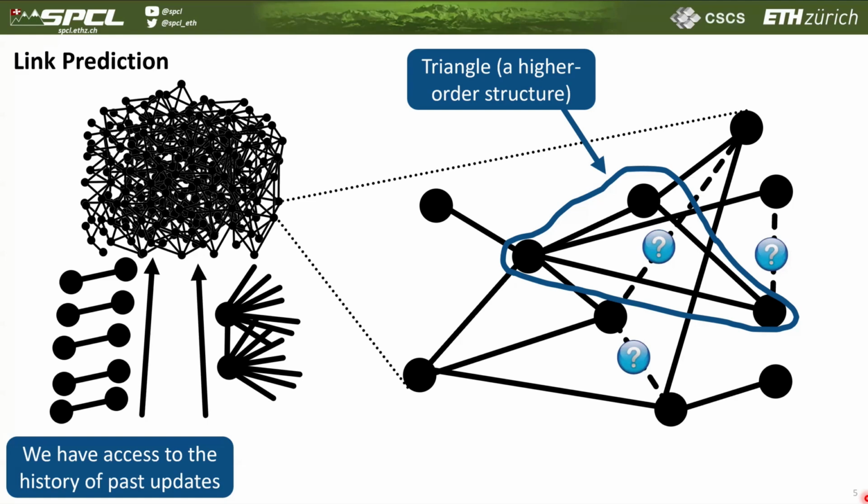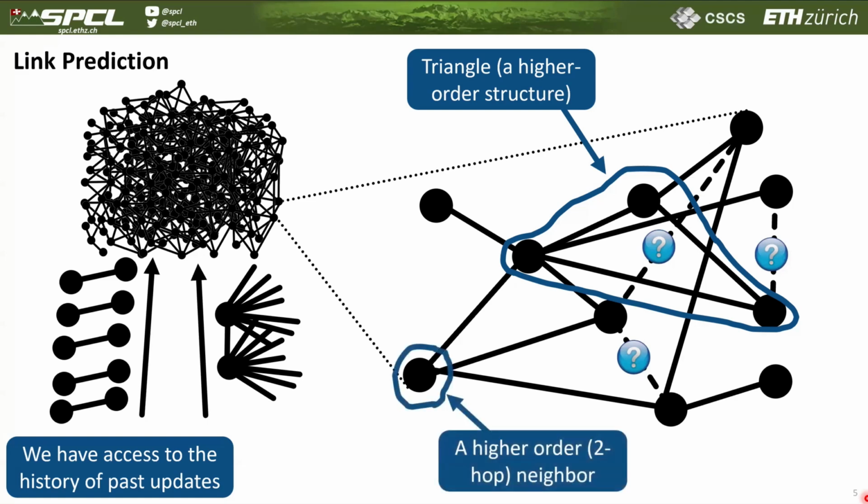That's one thing we are going to focus on: how to use such structures for more powerful link prediction. Naturally, this also means that we are going to consider higher order neighbors of vertices. If we have these two vertices here that we would like to understand whether they will be connected with an edge, we are going to consider these higher order structures, and that implicitly means we are going to consider also their higher order, for example, two-hop neighbors.